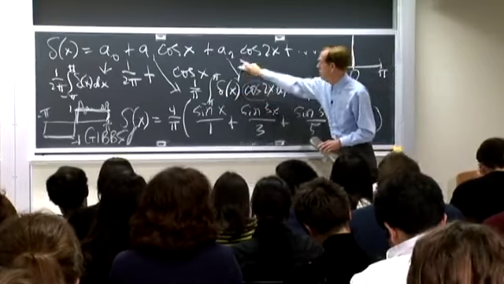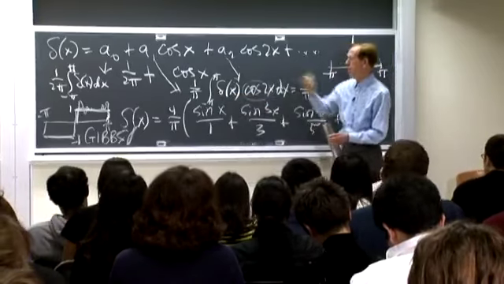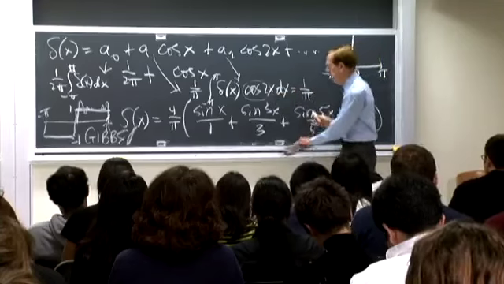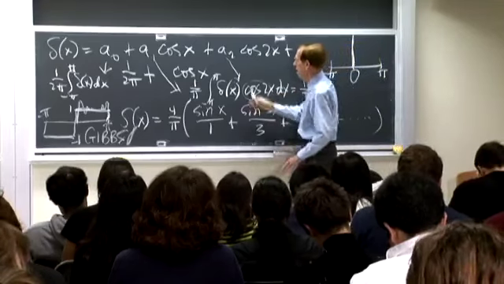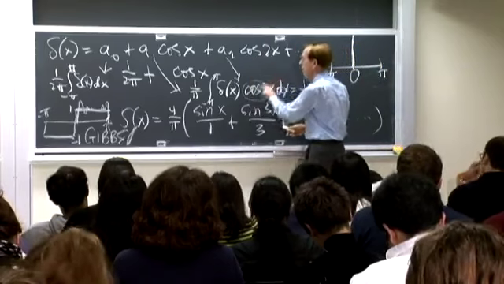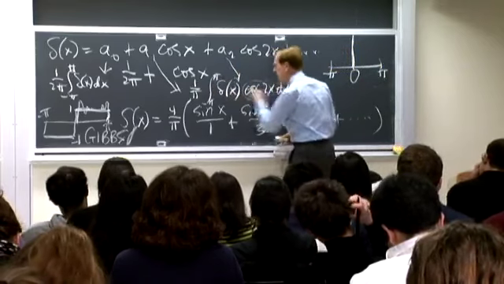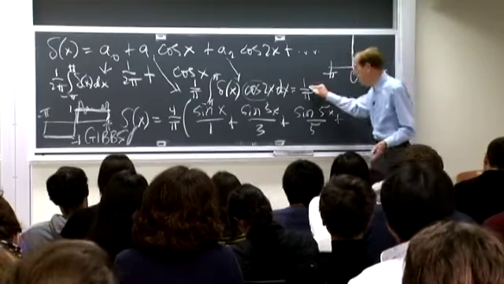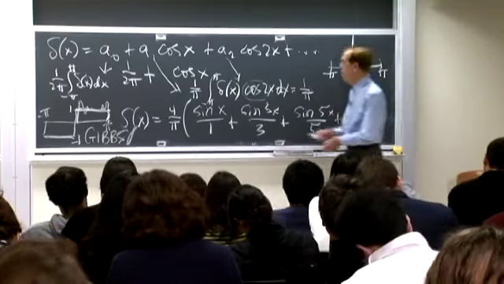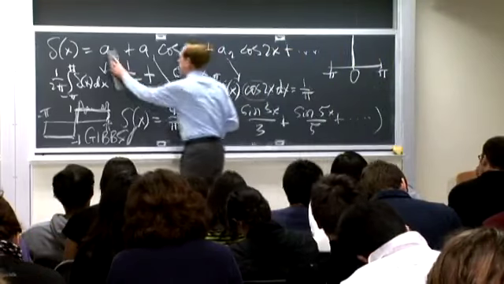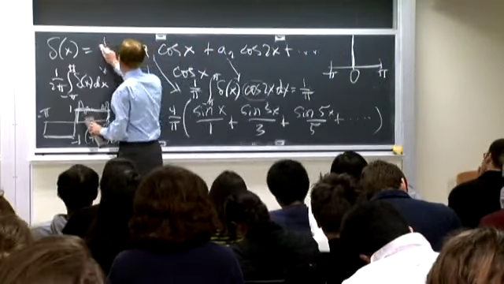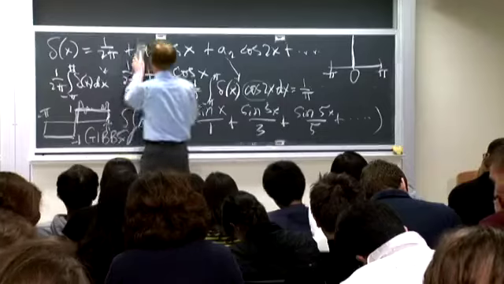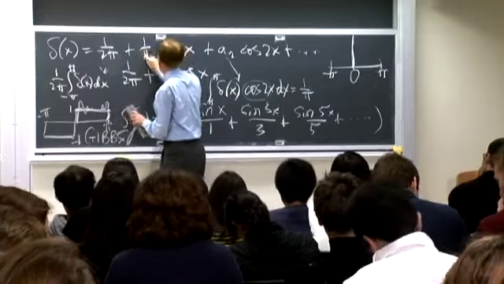The formula for A2 would have come by multiplying both sides by cos 2x, integrating, and the integral of cos squared would give me the pi, and I'm dividing by the pi, and I just need that integral, and it's easy. It's also 1 over pi. So all these are 1 over pi. Let me just put in the formula. 1 over 2 pi, and all the rest are 1 over pi.